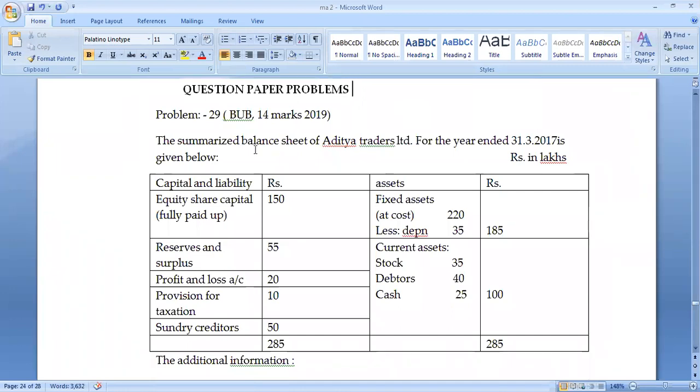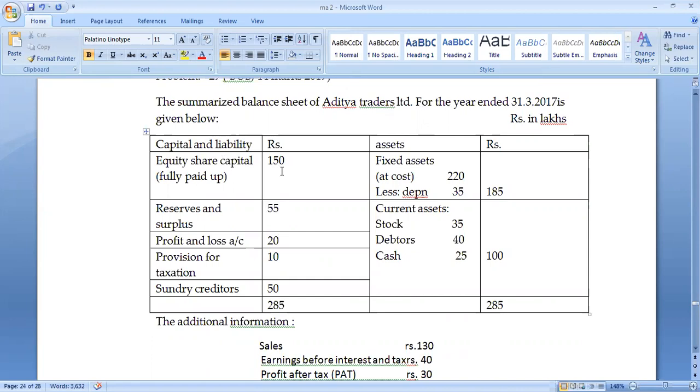So here there is a summarized balance sheet of Aditya Traders Limited for the year ended 31st March 2017 given below. These values are given in lakhs. Equity share capital, which is fully paid up, 150, reserves and surplus 55. Whenever they indicate a two-digit or three-digit value, you can indicate it the same way. Then profit and loss account 20, provision for taxation, sundry creditors. We need this information whenever we find out what is to be computed.